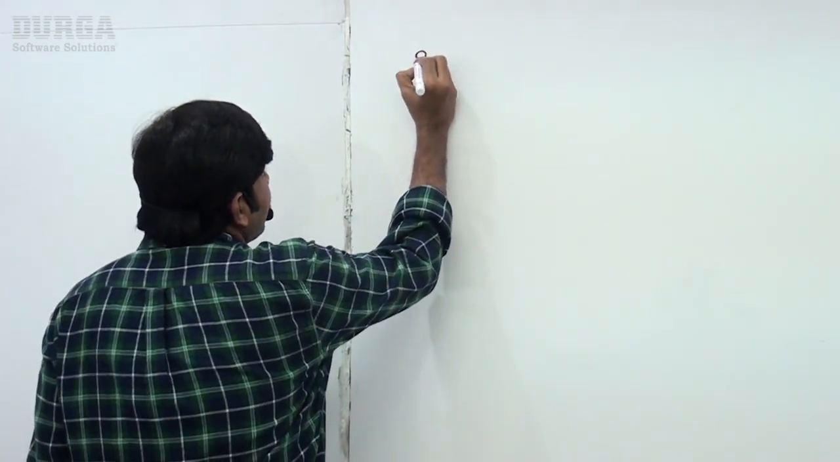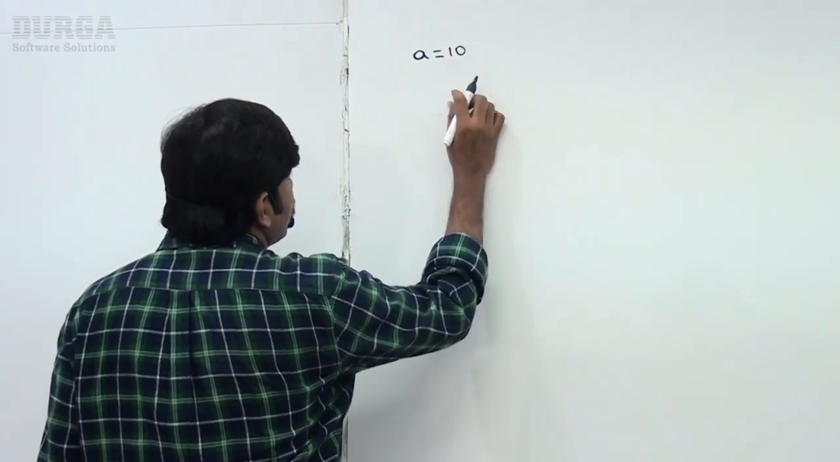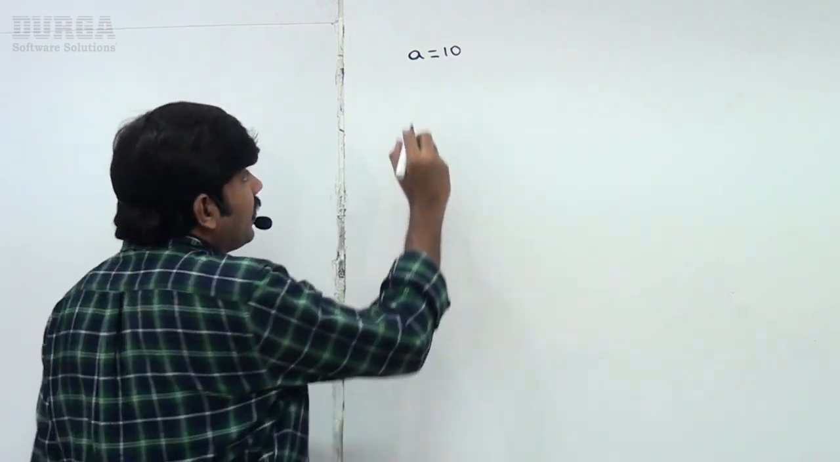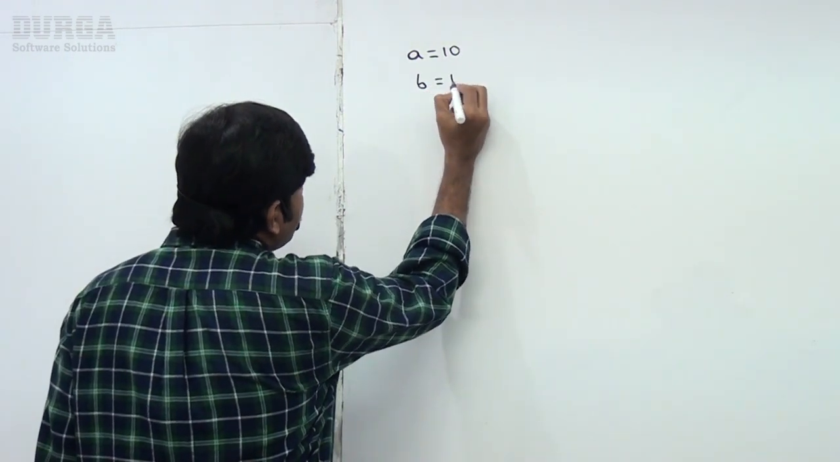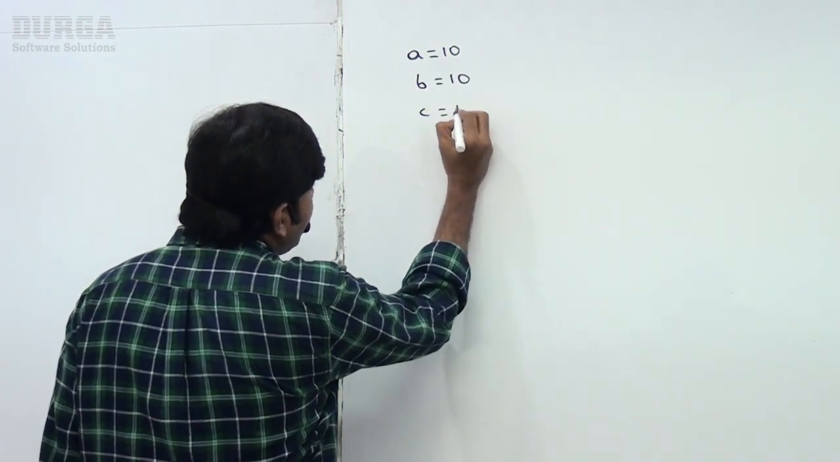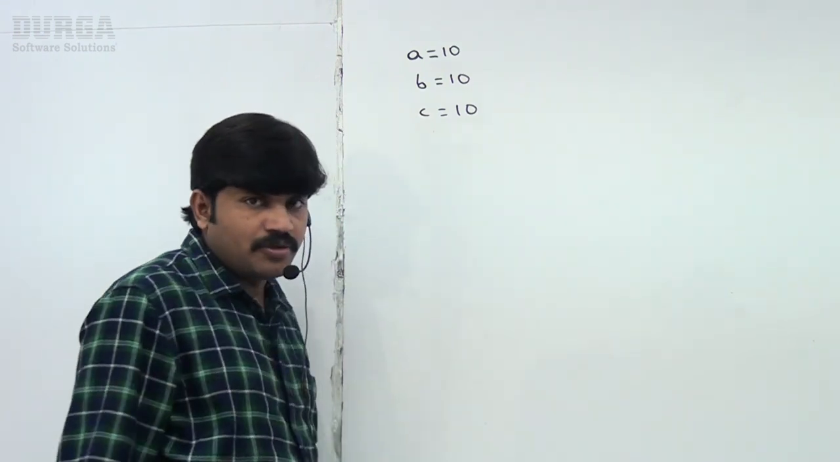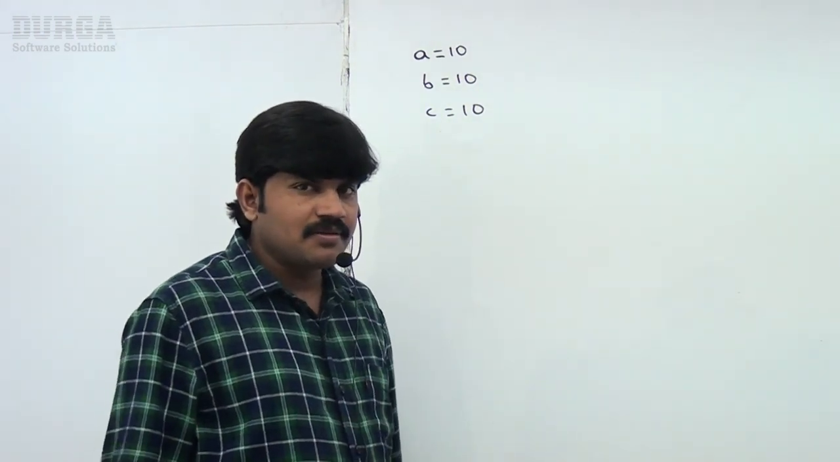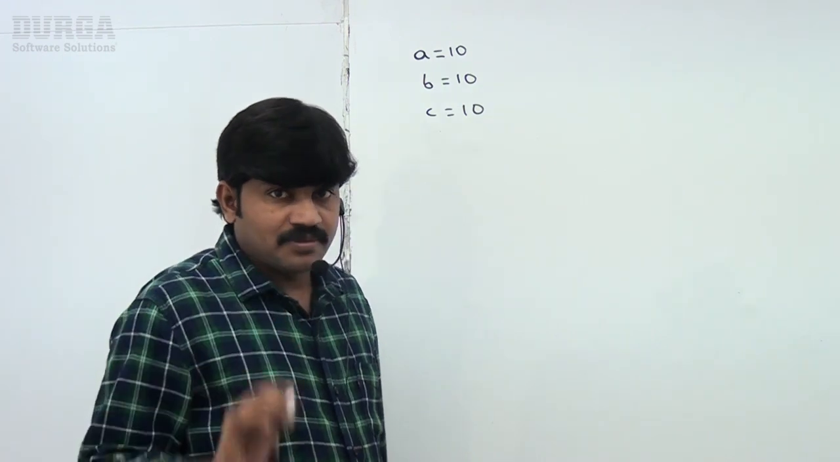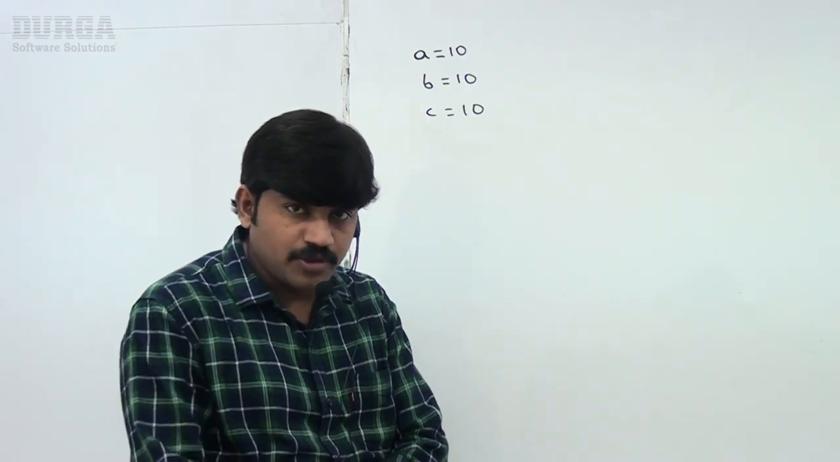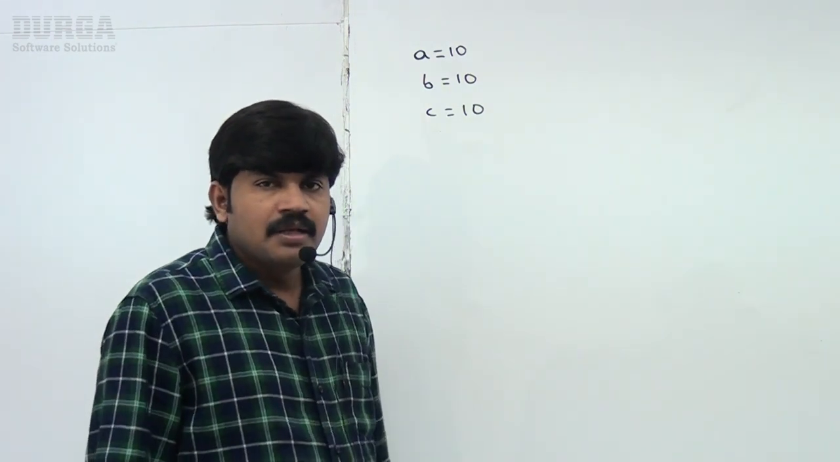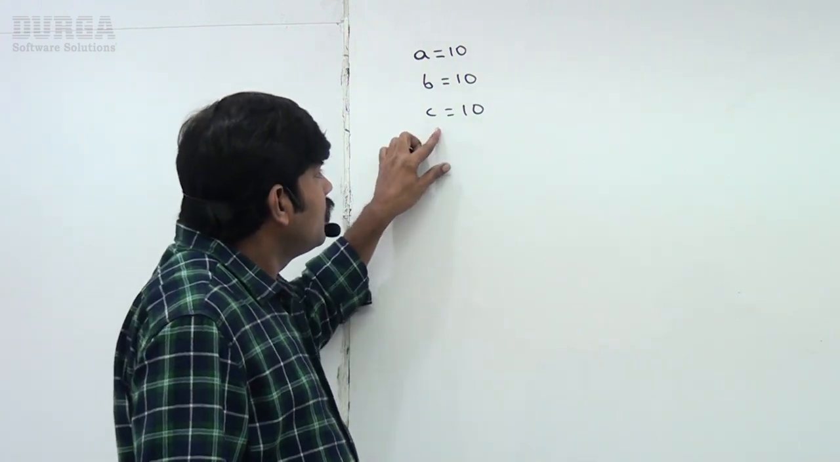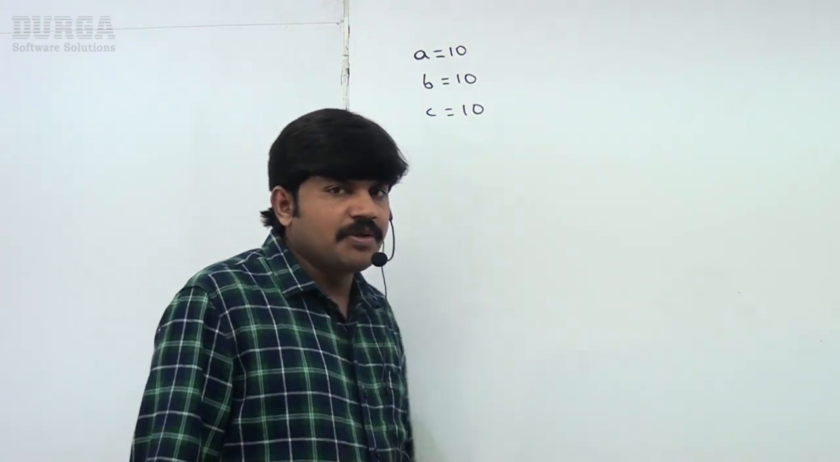I am taking a = 10, b = 10, c = 10. Do you know who is responsible for creating objects in Python? The Python virtual machine, the Python interpreter, is responsible for creating objects. So now, in this case, how many objects will be created in total?